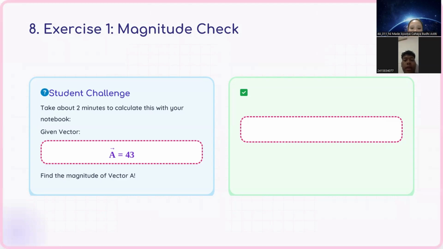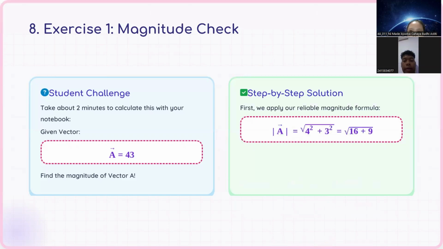First, we use the magnitude formula. The magnitude of vector A equals the square root of 4 squared plus 3 squared. This equals the square root of 16 plus 9. This equals the square root of 25 and equals 5. Therefore, the magnitude of vector A is 5 units.